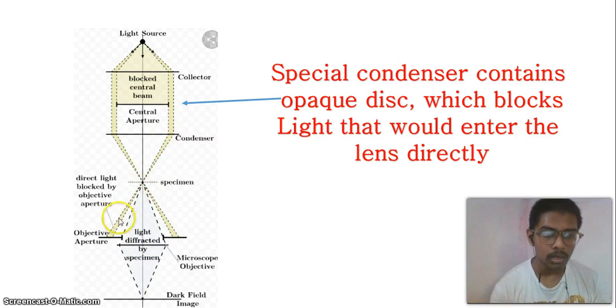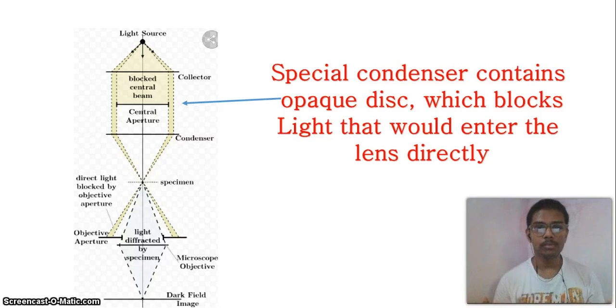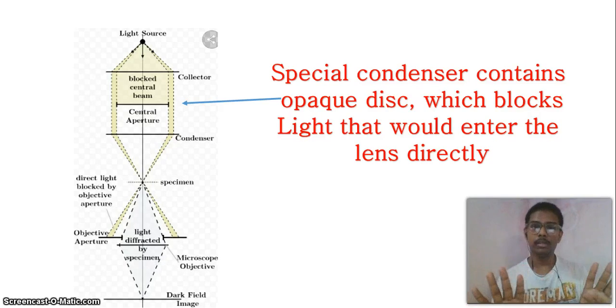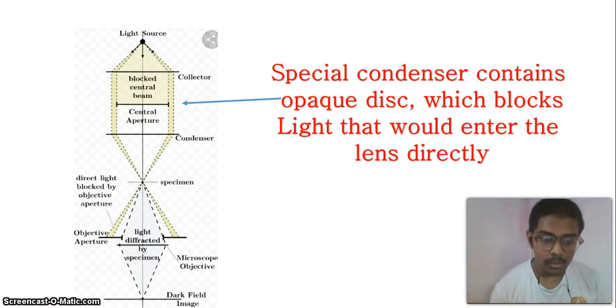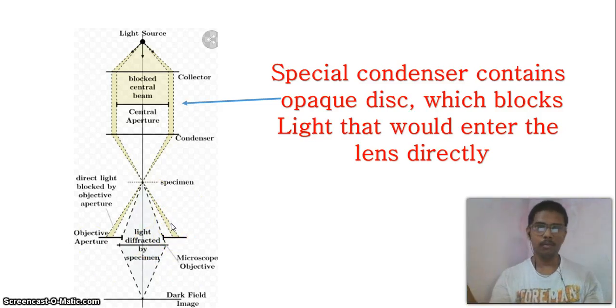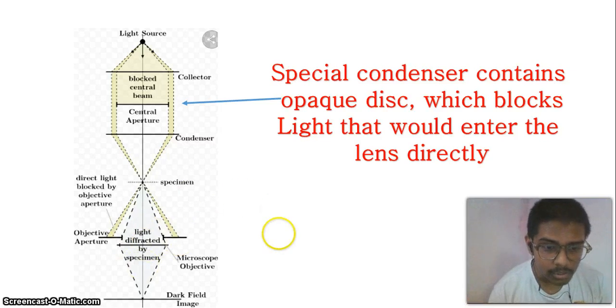So these yellow dotted lines are actually the direct light coming from the light source. This doesn't contain any information, so we don't need it. We only need the light which is diffracted, which interacts with your specimen. That will be called diffracted light. That's why they are also using the objective aperture, and by this they are blocking the direct light coming from the light source, and only taking into account the light which is diffracted by the specimen.